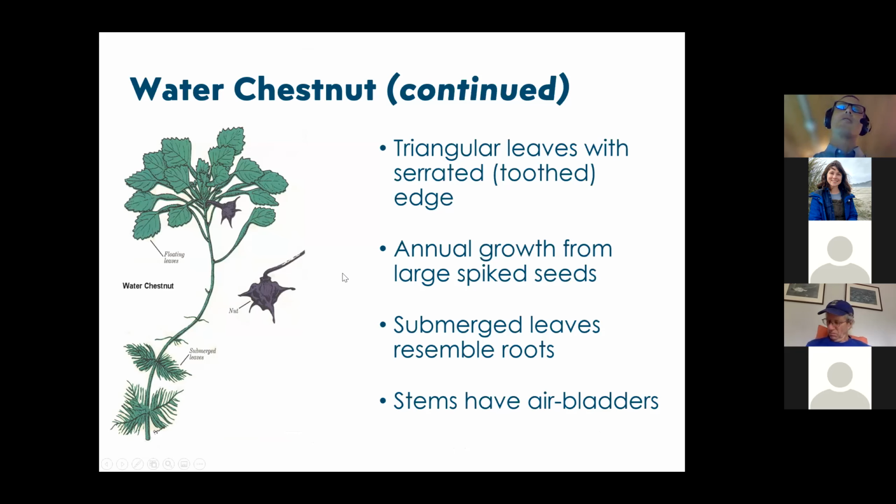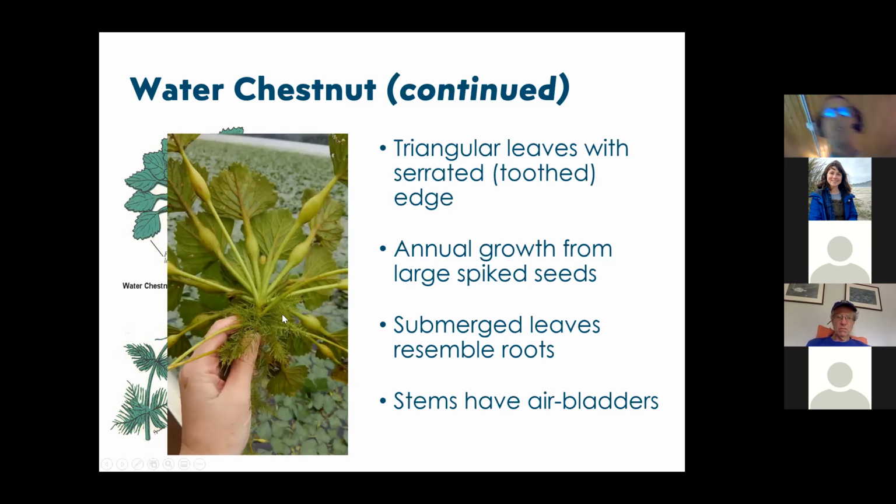And the other unique factor about it is that it has two types of leaves. On the surface, it has this very triangular, serrated-tooth leaf, and then the submerged leaves kind of look like roots underneath them. And the stems will have an air bladder in them. So here's a picture. Once you see them, it's very easy to identify them in the field. So this is water chestnut.